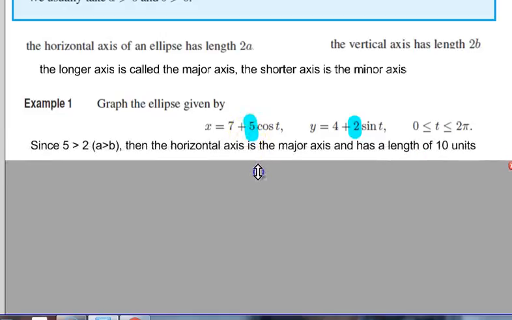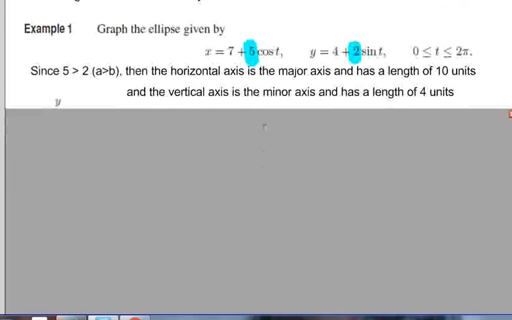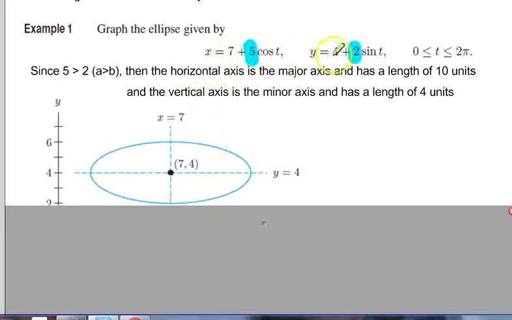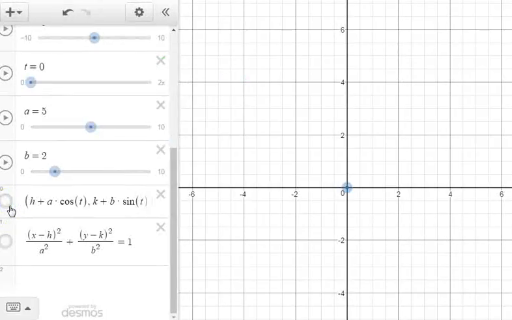Since this value 5 is bigger than 2, that means our horizontal axis is the major axis and it has a length of 10 units, and the minor axis is the vertical axis and it has a length of 4. So the center of the ellipse is at 7, 4, and this is the major axis, the length is 10, and this is the minor axis, the length is 4. So here we have a lovely center at 0, 0. Our h, k is at 0, 0. I'm not going to change that.